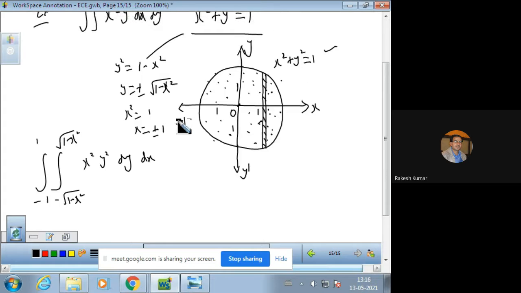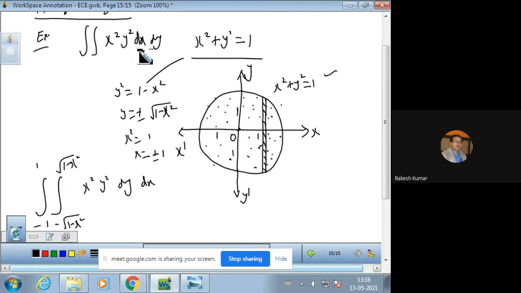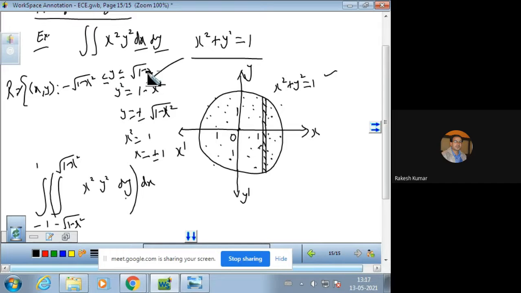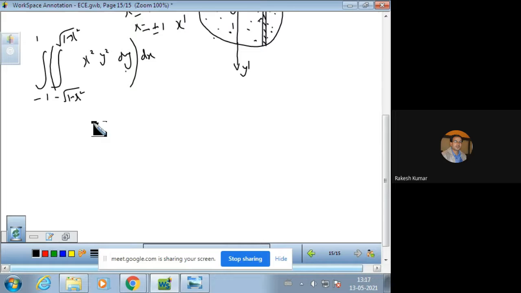Just see, I have changed the order of integration. Earlier here integration is with respect to x, then with respect to y. Now here the integration will be with respect to y first. So put the bracket, and the limits of y are variable: minus root of 1 minus x square to root of 1 minus x square, and x varies from minus 1 to 1. So these are the limits of x and y. The y limits are in variable x.